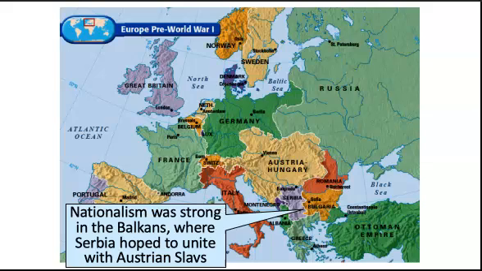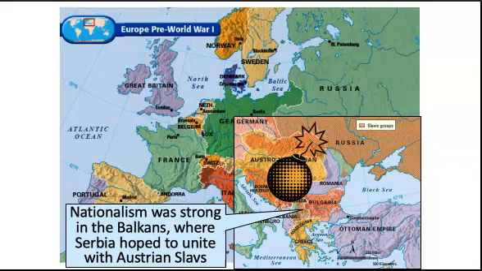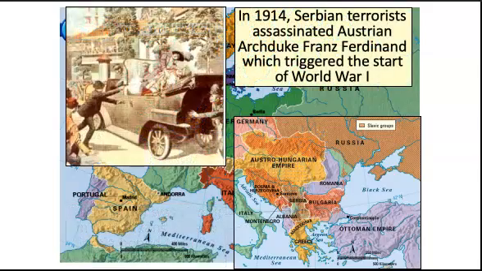Now, these underlying historical contexts really go to show how this was going to prove to be the powder keg that was going to erupt Europe. Everything came to a head then in 1914. In 1914, Serbian terrorists assassinated the Austrian Archduke Franz Ferdinand, which triggered the start of World War I.